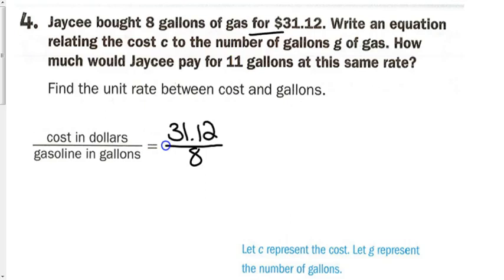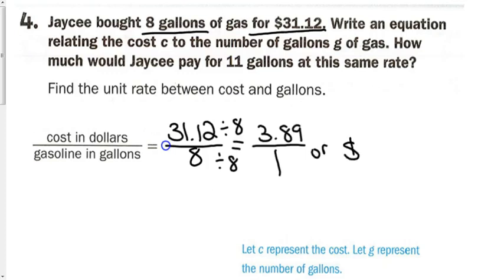So $31.12 for 8 gallons. We want the cost for 1 gallon. Converting 8 to 1, we divide 8 by 8 to make it 1. So we'll divide $31.12 by 8, and that gives us $3.89, or $3.89 per gallon. There's our nice, easy to use unit rate.